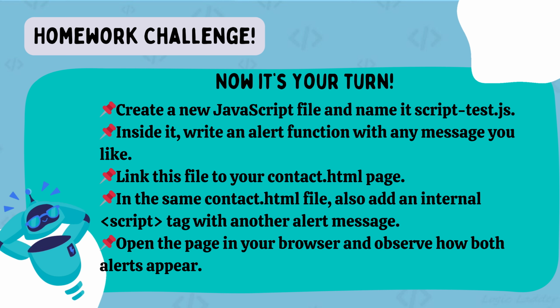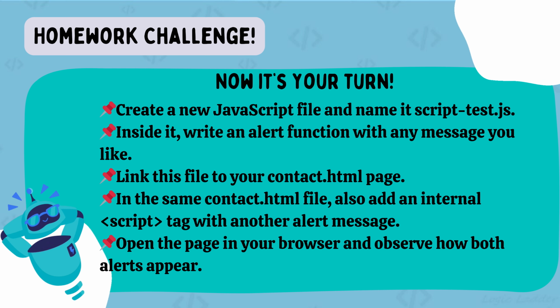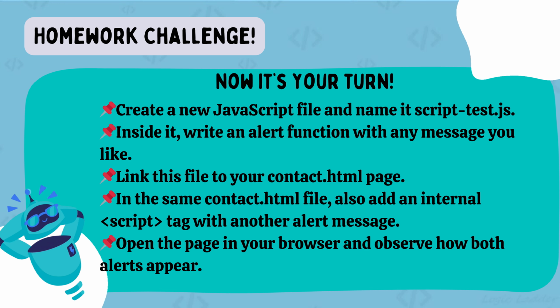Now it's your turn. Create a new JavaScript file and name it scripttest.js. Inside it, write an alert function with any message you like. Link this file to your contact.html page. In the same contact.html file, also add an internal script tag with another alert message. Open the page in your browser and observe how both alerts appear. Don't forget to comment how it works.